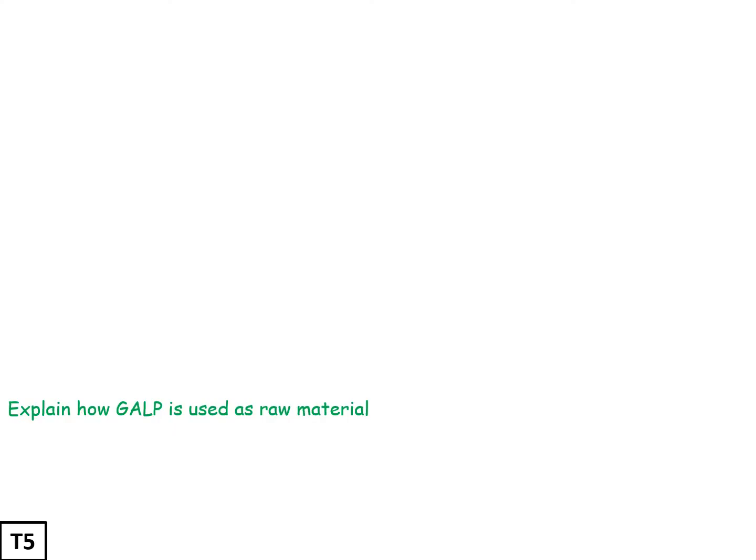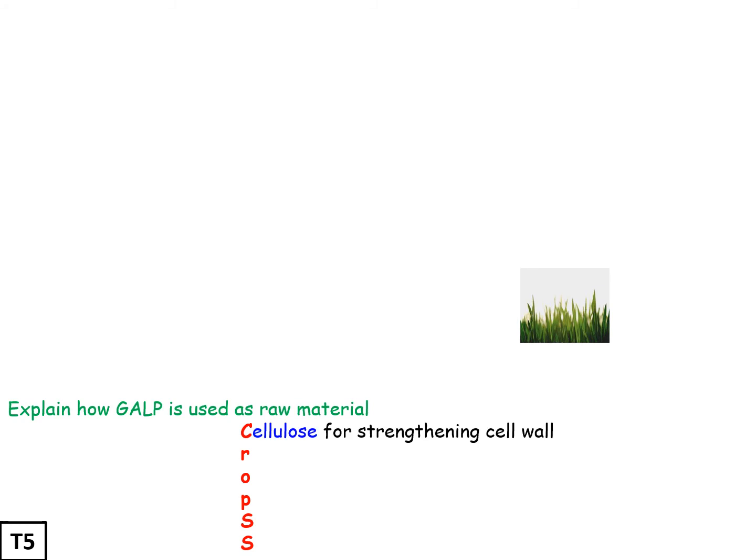Explain how GALP is used as a raw material. So we know one of the things it's used for is to produce glucose. However, you could produce other materials that will increase the biomass of plants and algae. So to start off with, GALP could be used to produce cellulose, and that is used to strengthen the cell wall. So cellulose is a polysaccharide that we learn in topic 1.